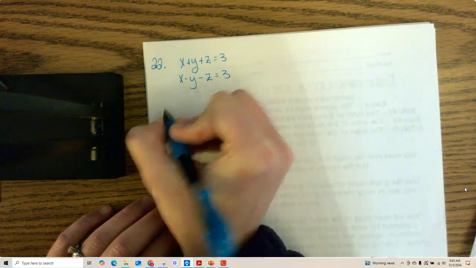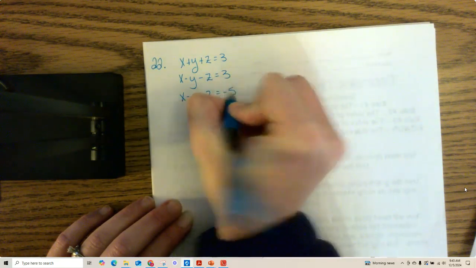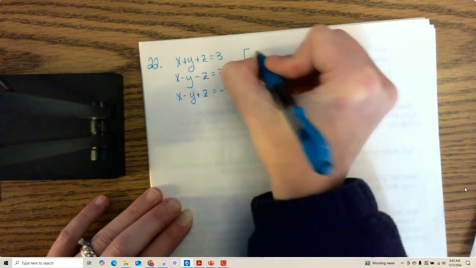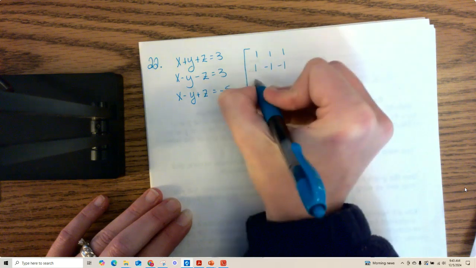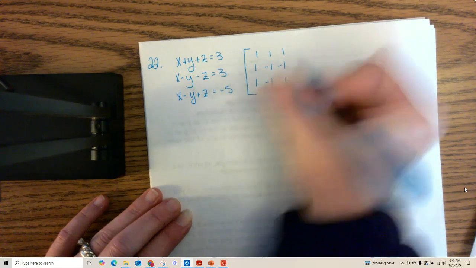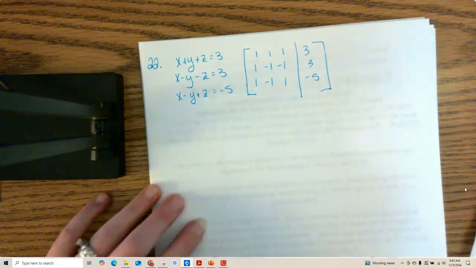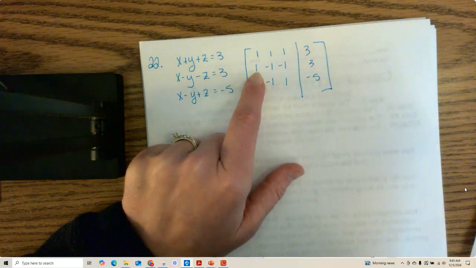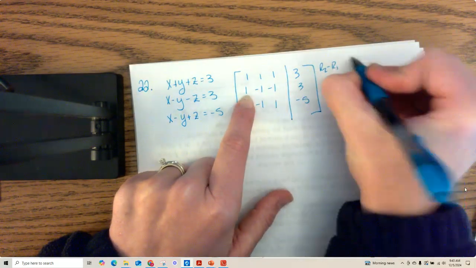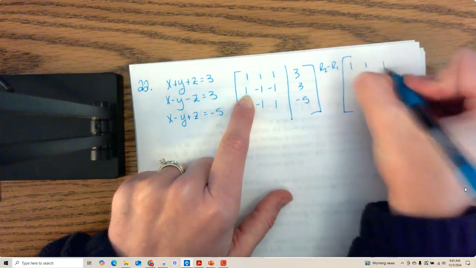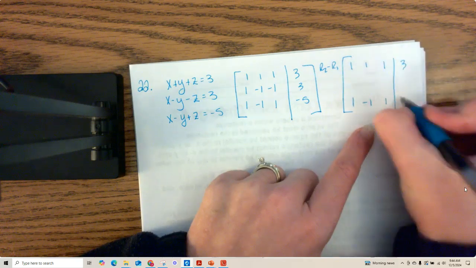Okay. X minus y plus z equals -5. Okay. So 1, 1, 1, 1, negative 1, negative 1, 1, negative 1, 1. Okay. So let's get a 0 here first. If I do row 2 minus row 1, so row 1 is going to stay the same, row 3 is going to stay the same.